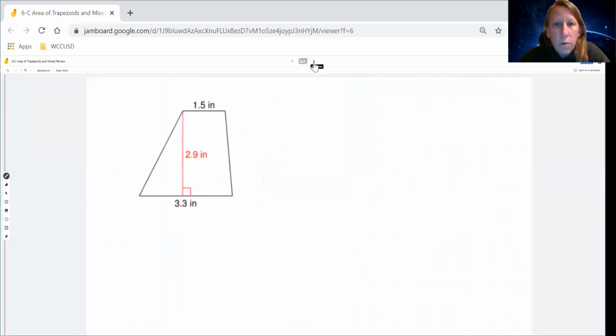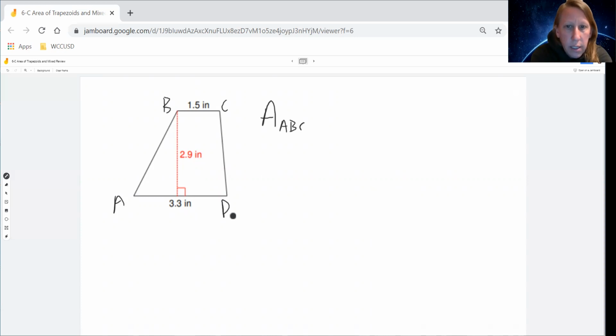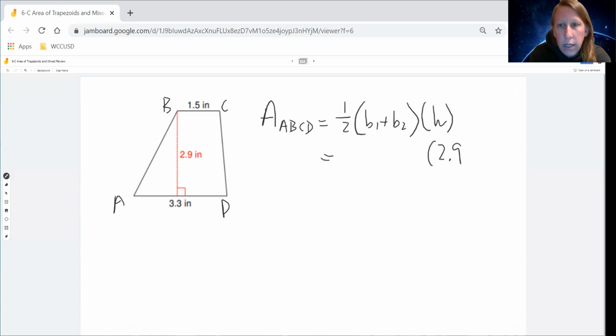All right, let's apply it to one more. So here is a trapezoid. It's not a right trapezoid. It's not an isosceles trapezoid. So I'm going to apply my trapezoid formula. I'm going to call it ABCD. The area of trapezoid ABCD is half the base 1 plus base 2 times the height of the trapezoid. The height of the trapezoid is 2.9 inches. That's too messy.